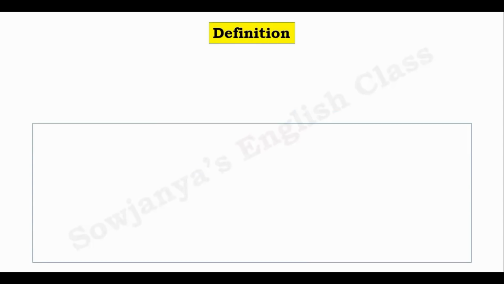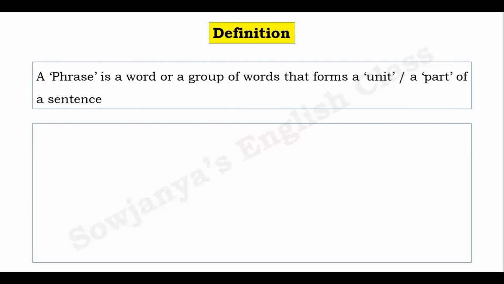Let us look at the definition of a phrase. A phrase is a word or a group of words that forms a unit or a part of a sentence. If you look at this definition, a phrase can be a word that disturbs us like anything, but I am referring here to a positive phrase. It can be a word as well. It's not an issue. The thing is that it is a group of words that forms a unit, a part of a sentence. That's it. Okay, that is a phrase.